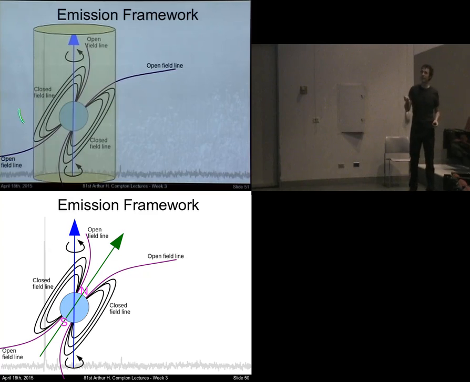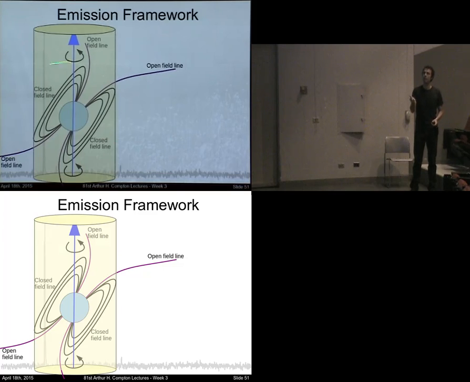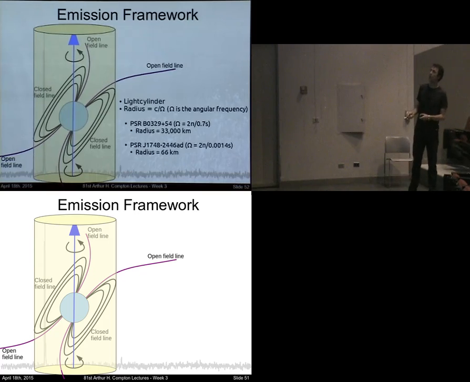Inside the cylinder, things which move around with the neutron star can move around at the same rotational speed as the neutron star and not travel faster than light. If you travel outside the light cylinder, then in order to stay in geosynchronous orbit with the pulsar as it moves around, you would have to travel faster than light. And so that creates this boundary, and we call that the light cylinder.